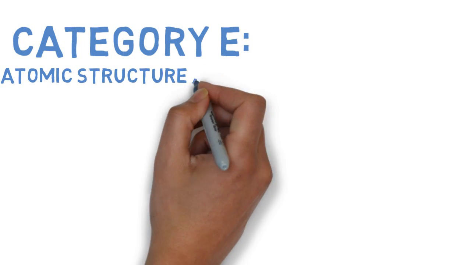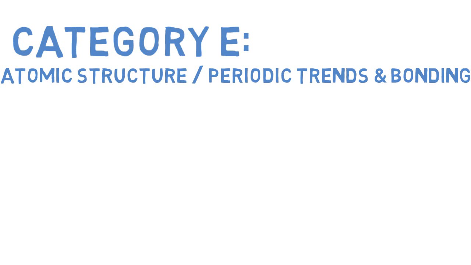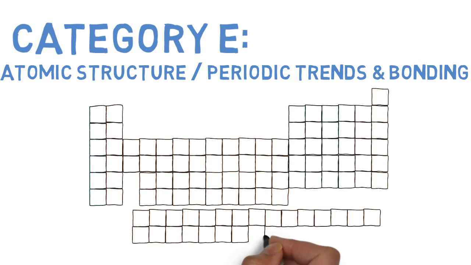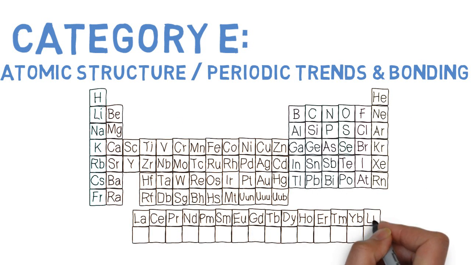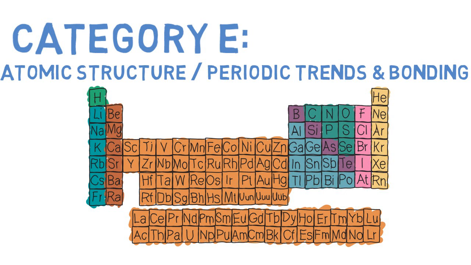Category E is about correcting mistakes concerning atomic structure, periodic trends, and bonding. In the following two categories, blue subtitles will represent a concept, while red subtitles will represent an example question.